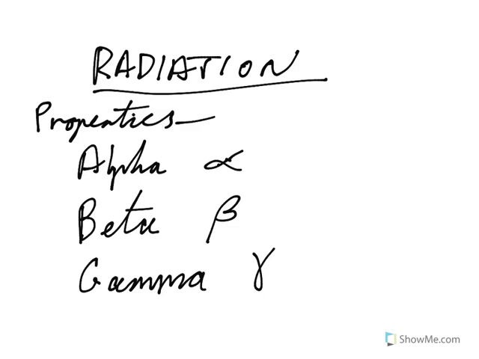Alpha, beta and gamma were discovered using cloud chambers. They then knew that they did different things, they behaved differently, so there must be different particles, let's call them alpha, beta and gamma. So that's what they did. Then later on, of course, some things were found out about them.